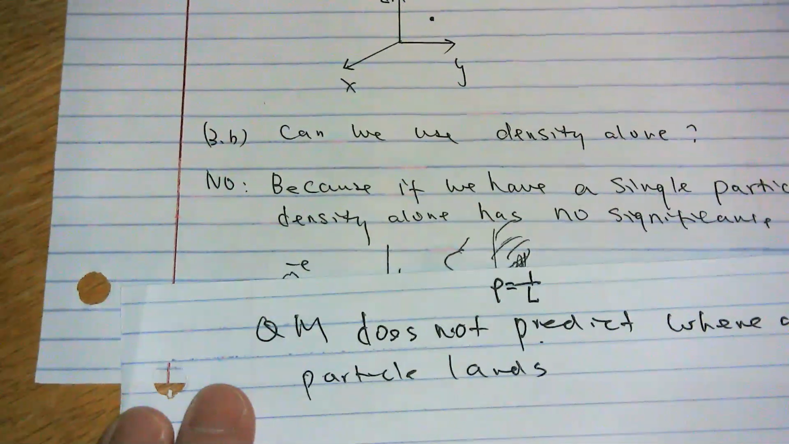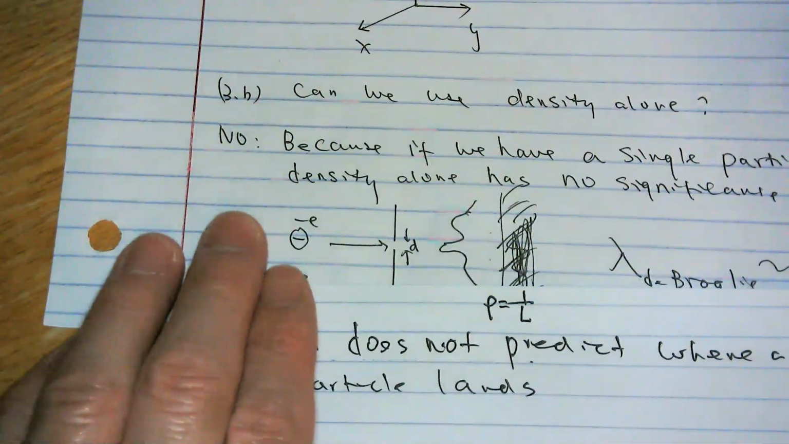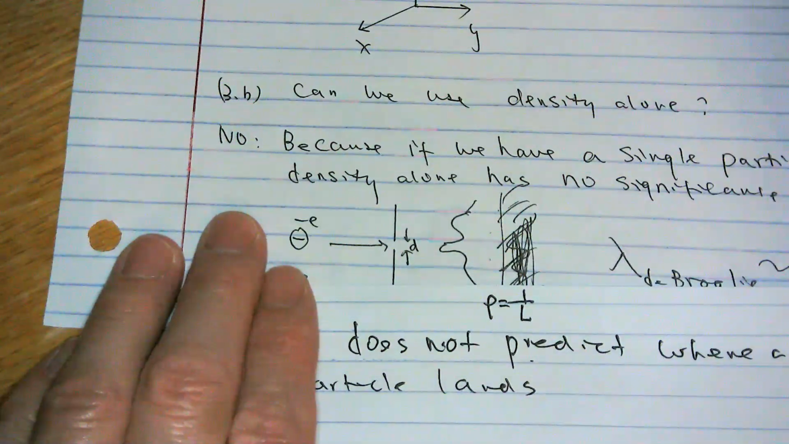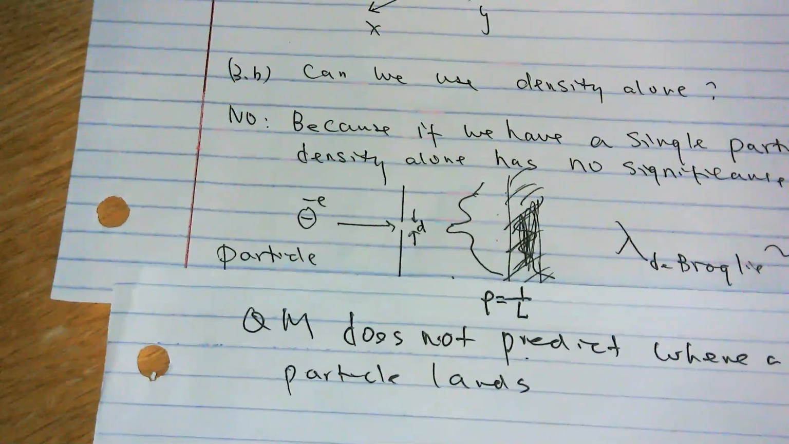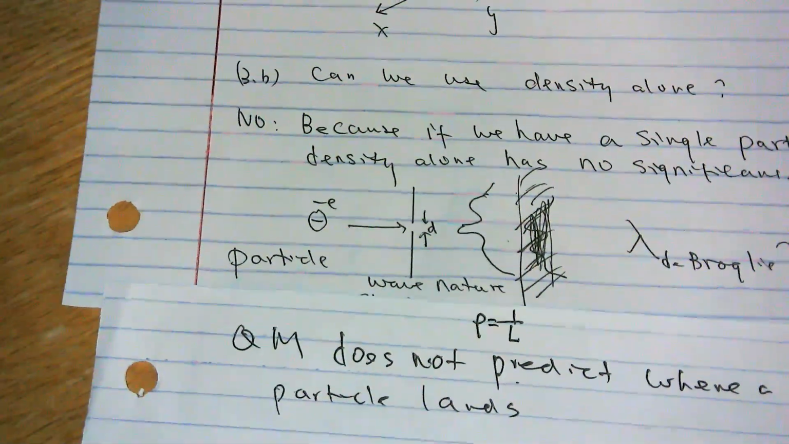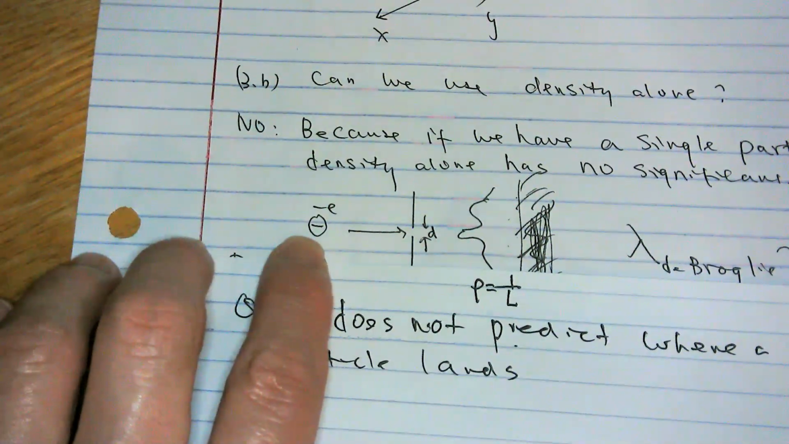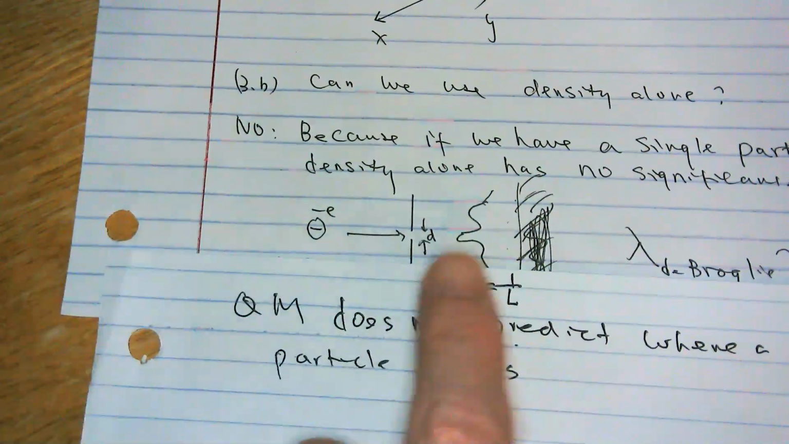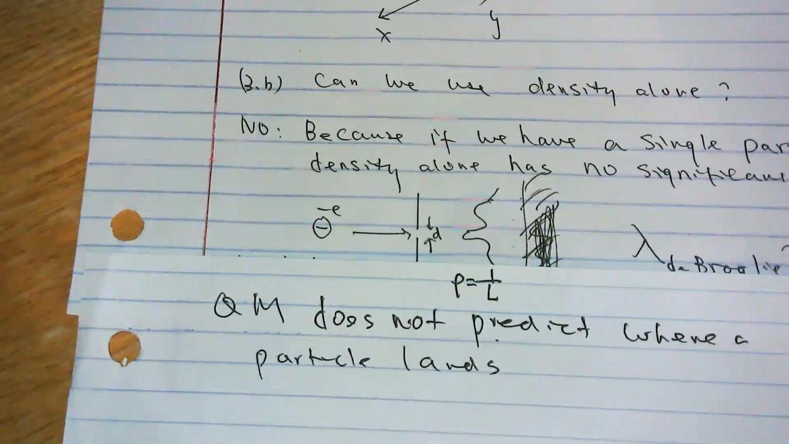In other words, it does not tell you where this single electron is going to land. It's going to land over here, over there, over here. It does not tell you this. This is beyond quantum mechanics. In other words, you cannot ask quantum mechanics, "Hey, please predict where this electron is going to land on the screen." You cannot predict this. This is beyond quantum mechanics.